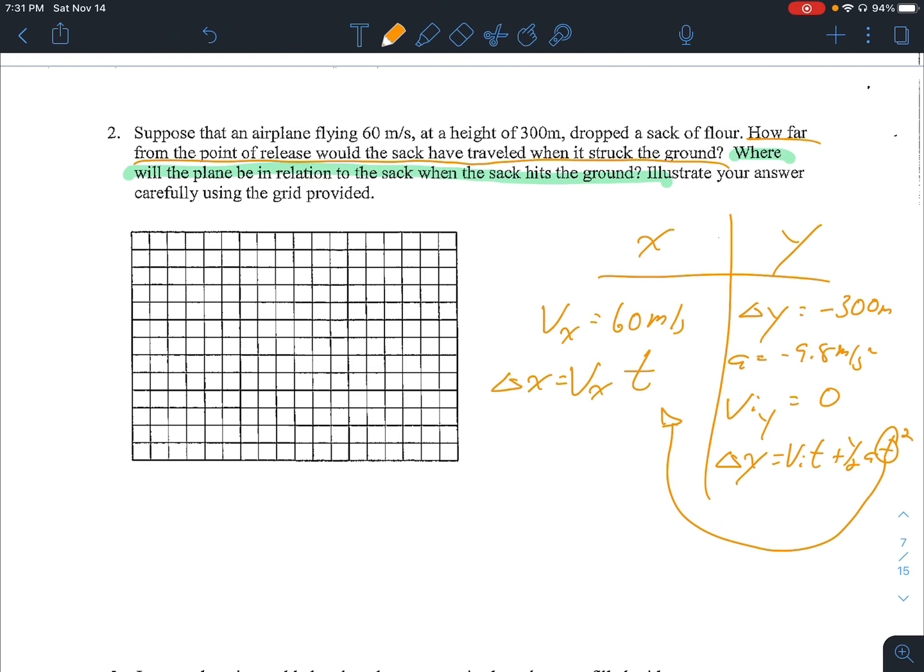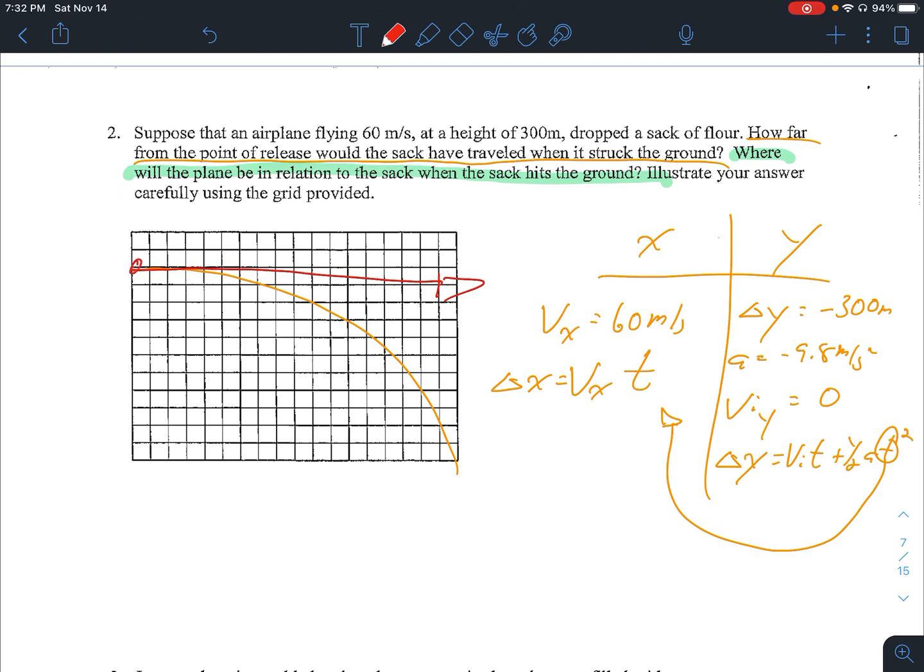So this is where the physics gets kind of weird, reality versus classroom physics where there is no air resistance. If this is the path, just a rough sketch, that the sack of flour is going to take, the plane is going to be moving horizontally, right? So if the horizontal velocity of the plane is always 60 meters per second and the horizontal velocity of the sack of flour is 60 meters per second, they're always going to be in the same positions.